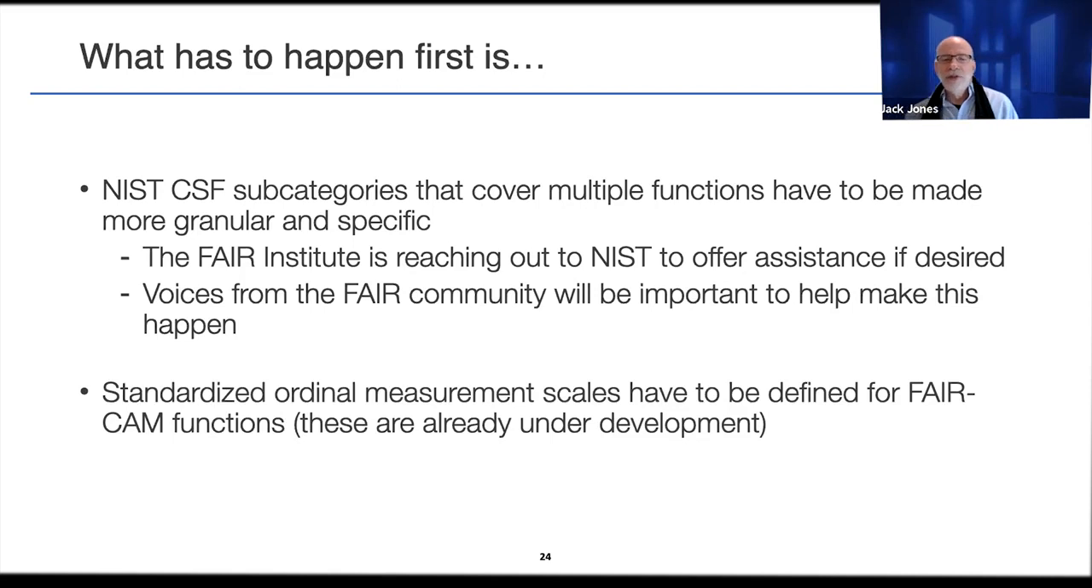And then we have to develop ordinal measurement scales for FAIR-CAM functions, and these are already underway. So more to come on that.